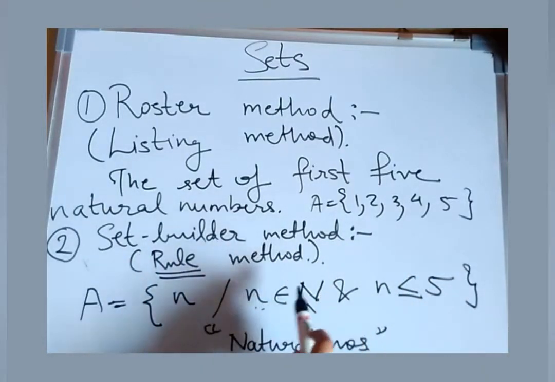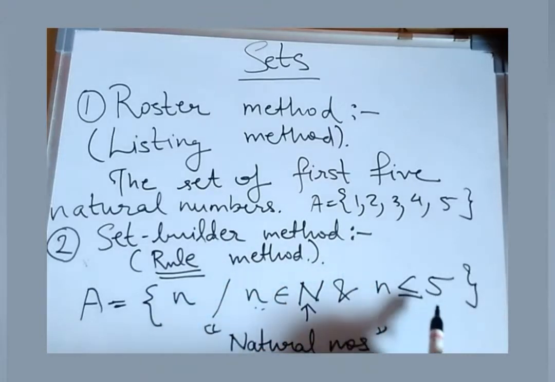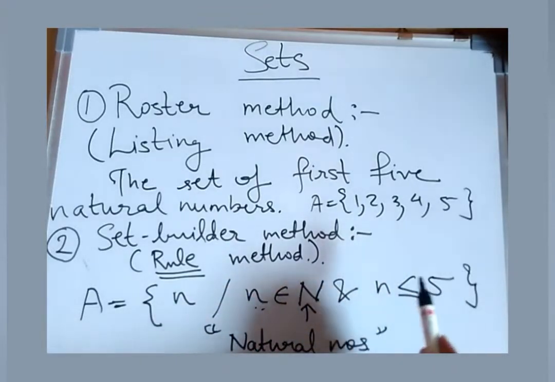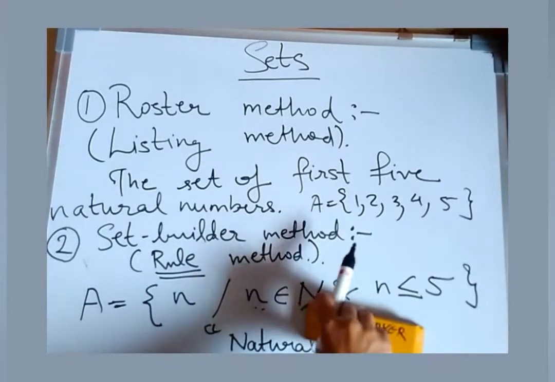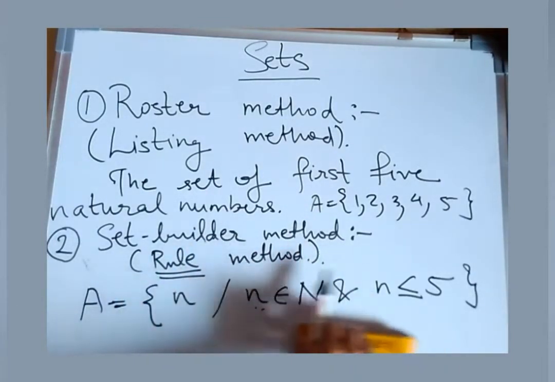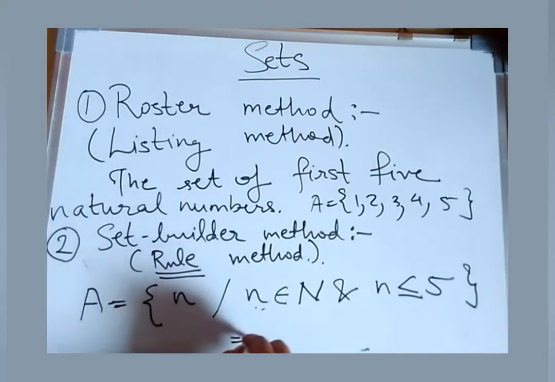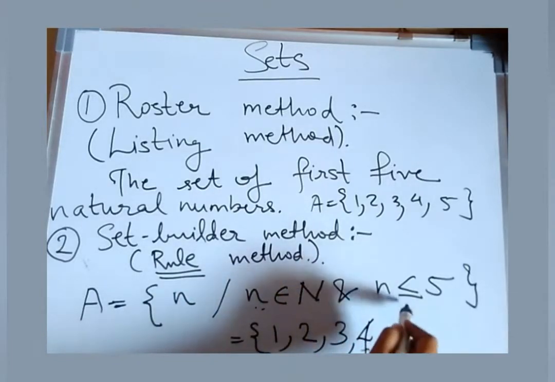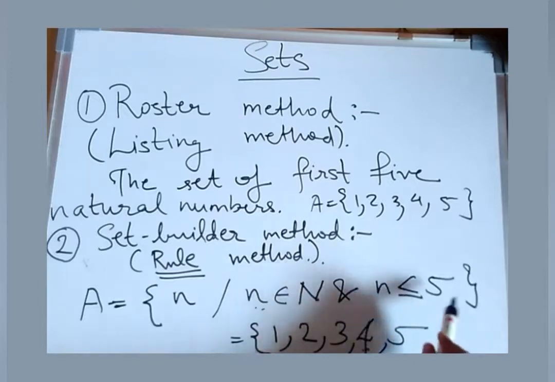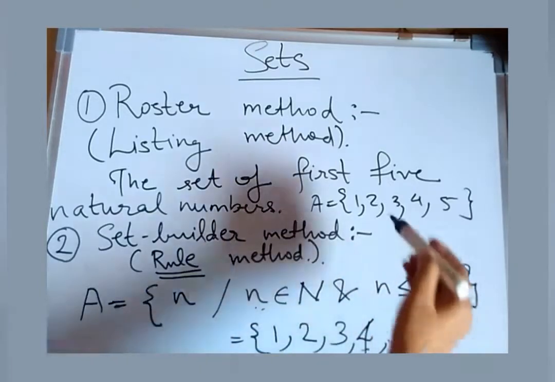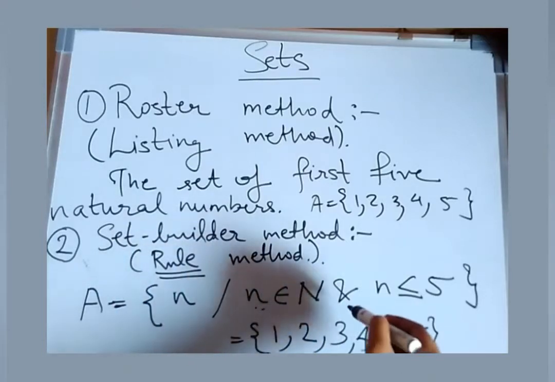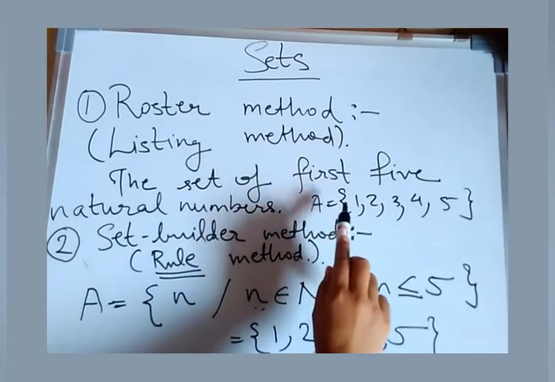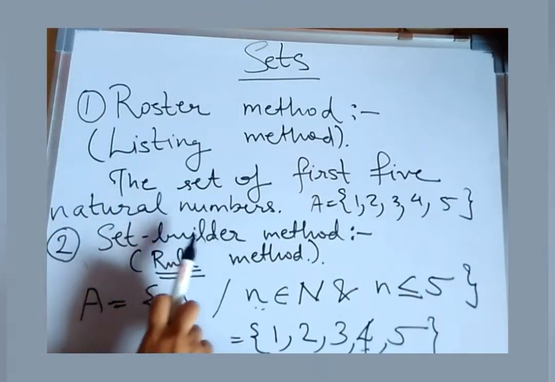So what are the rules it is following? It is a natural number. The second rule is it should be less than or equal to 5. If I try to write the elements, n is a natural number, it will start with 1. So 1 is less than 5, 2 is less than or equal to 5, 3 is less than or equal to 5, 4 is also less than or equal to 5, 5 is equal to 5. So I have arrived at the same set. So this is using the rule method and this is using the roster method. Roster method means listing and set builder method means rule method.